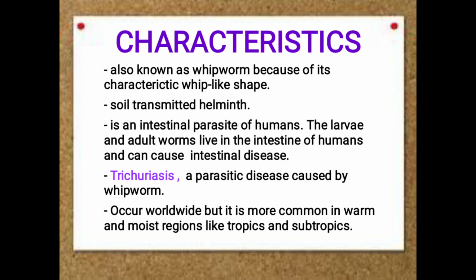It is a parasitic roundworm that causes trichuriasis. Trichuriasis is a parasitic disease caused by whipworm. It causes trichuriasis when it infects a human large intestine. This parasite occurs worldwide, but it is more common in warm and moist regions like the tropics and subtropics.